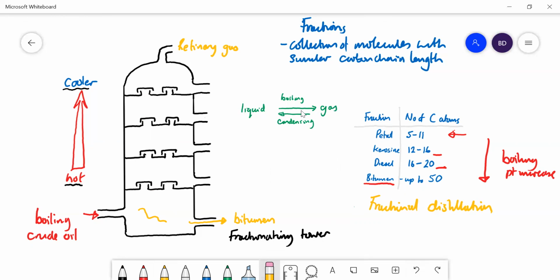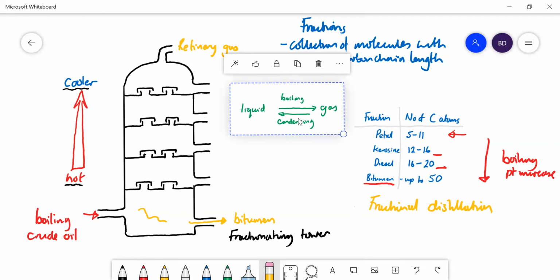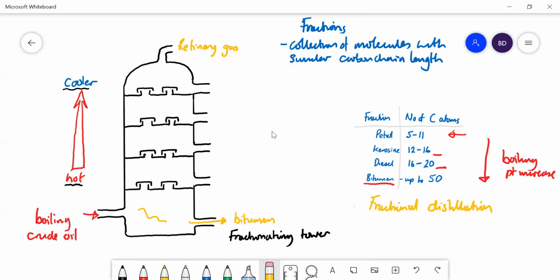Now, let's think about the other fractions then. So if you get fairly short molecules, not as short as refinery gas, just a little bit longer, that will remain a gas until it gets up to the top layer, and then it will condense, and it will be tapped off as a liquid there, and that is petrol, which is used in car engines.